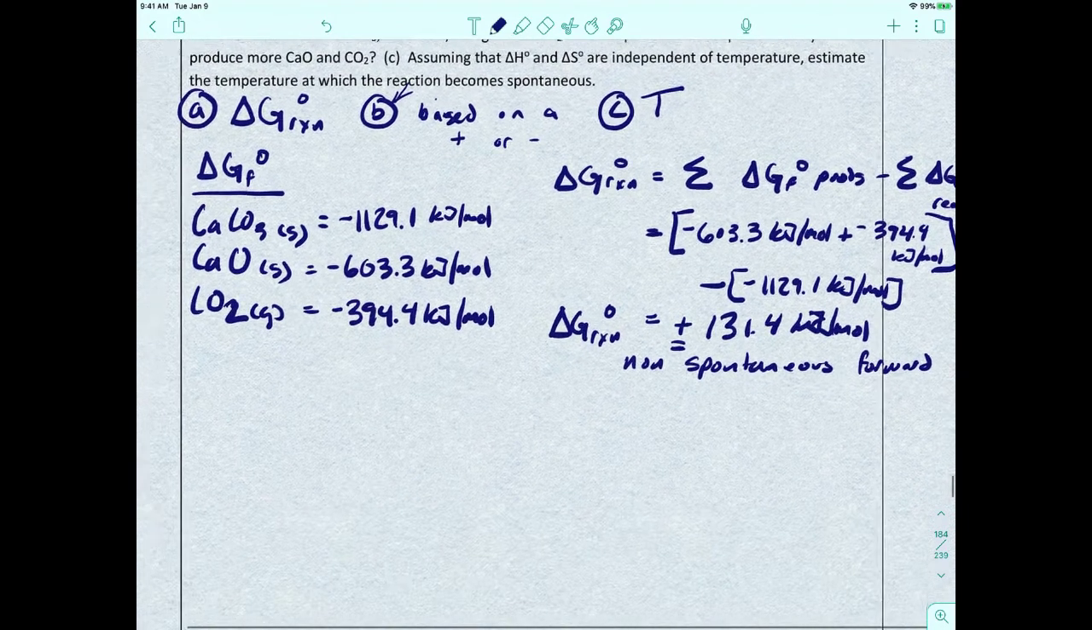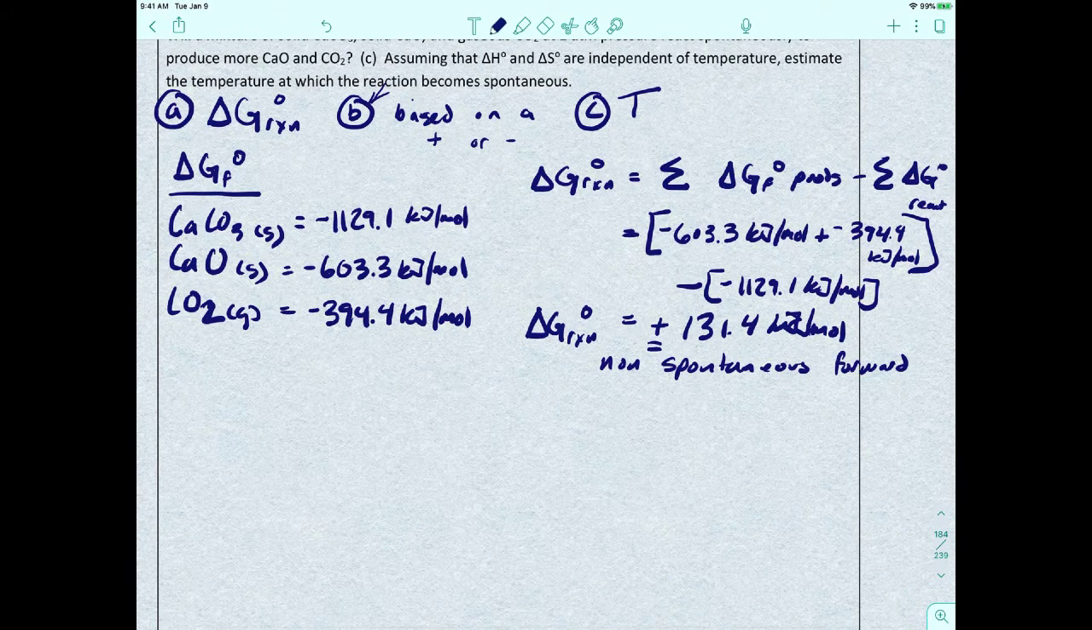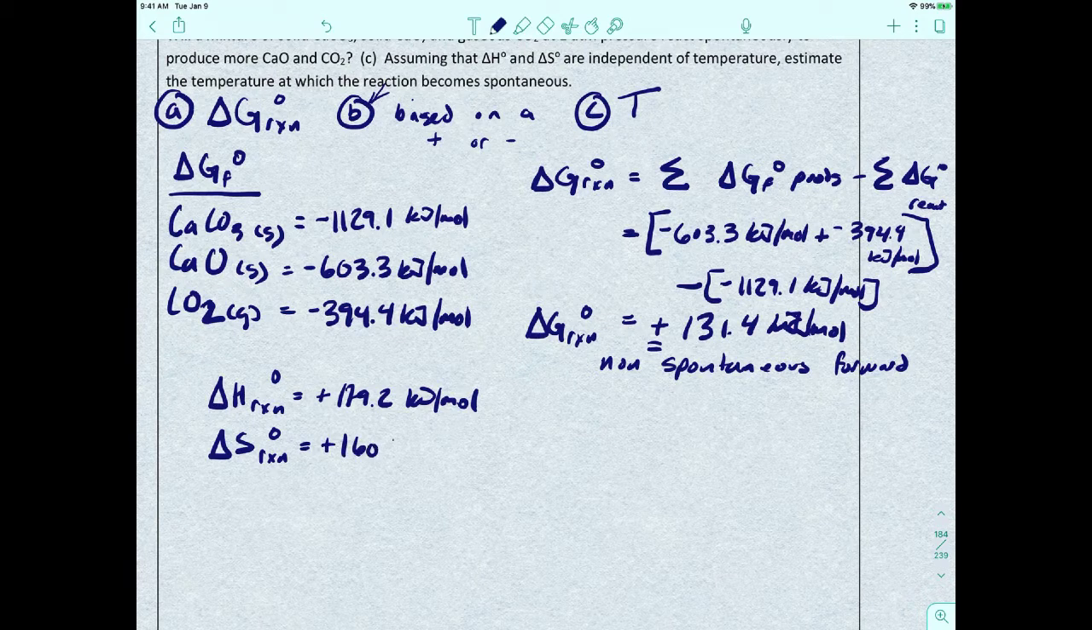Delta G, straightforward. Okay. So we got the answer that we want. There's another way of calculating delta G. Remember in the last problem, we solved for delta H of the reaction, and that delta H of the reaction was a positive 179.2 kilojoules per mole. Now, in the first problem that we did, we also solved for the entropy of the reaction at standard state, and that was a positive 160 joules per K mole.